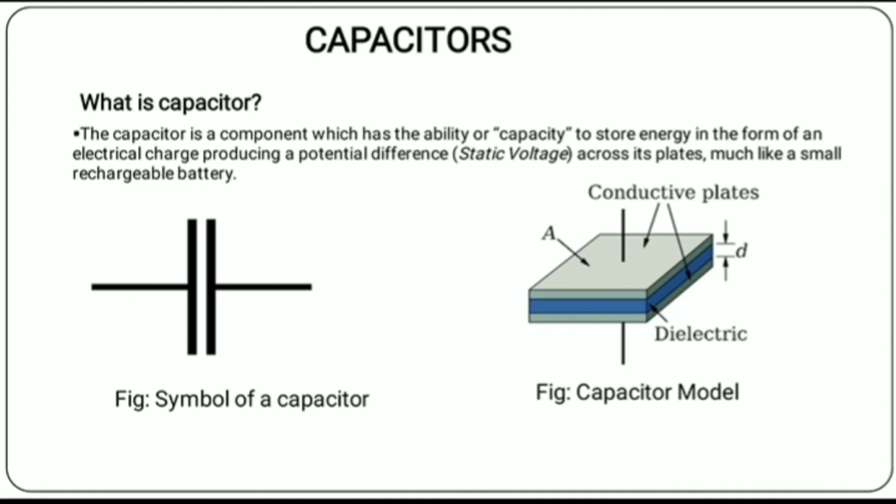You all know that a capacitor is an energy storing device. Yes, the capacitor is a component which has the ability or capacity to store energy in the form of an electrical charge, producing a potential difference, also known as static voltage, across its plates, much like a small rechargeable battery. And this is the symbol of a capacitor. The next figure is the capacitor model, which consists of conductive plates and dielectric. In the upcoming slide, we can see more about the dielectric.